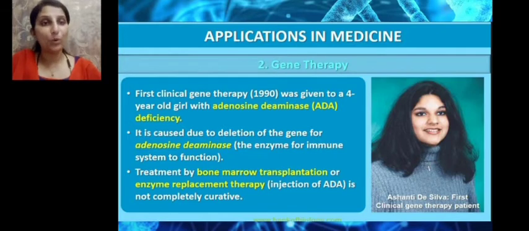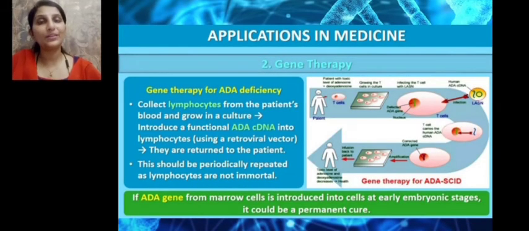Treatment by bone marrow transplantation or enzyme replacement therapy is not completely curative. These are the first two methods for treating ADA deficiency: first, bone marrow transplantation, and second, enzyme replacement therapy, that is repeated infusions of the ADA enzyme into the body. Those two methods were not completely curative. The curative method is the application of biotechnology, that is gene therapy. So these are the three methods of correcting: first bone marrow transplantation, second enzyme replacement therapy, and third gene therapy.